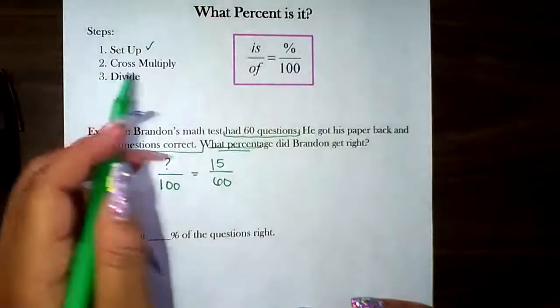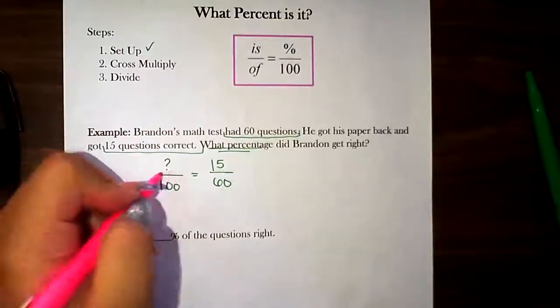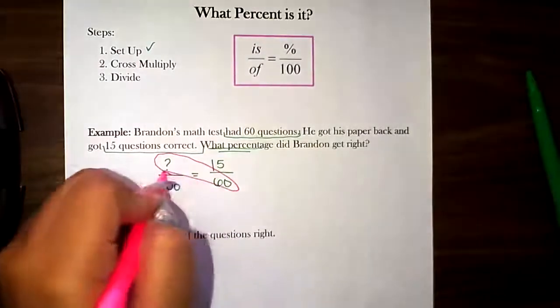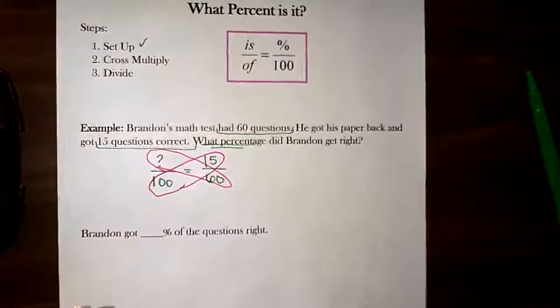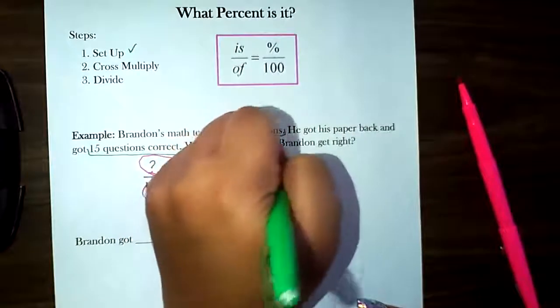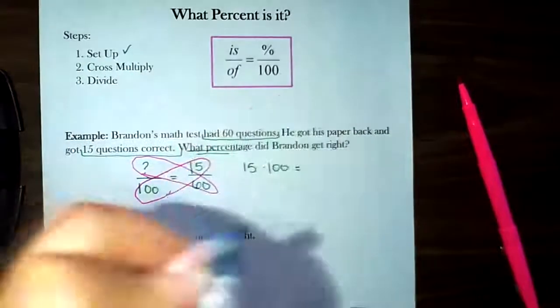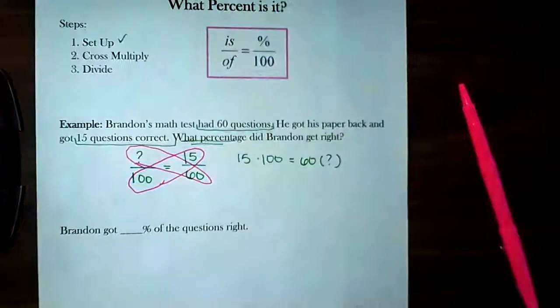Now we want to cross multiply. And we remember when we cross multiply, we multiply on the diagonal, or what we call the butterfly method. So I'm going to multiply with my butterfly wings. And so I know I'm doing 15 times 100 is equal to 60 times some unknown.